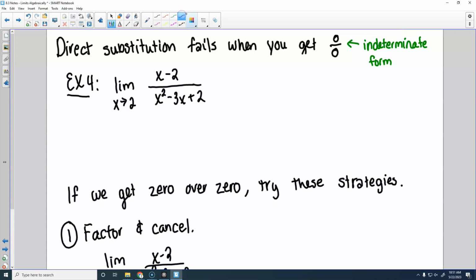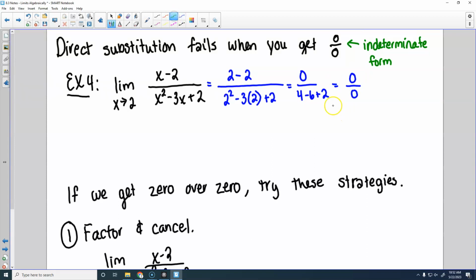So for example, right here, we've got the limit as x approaches 2 of x minus 2 over x squared minus 3x plus 2. If we try to plug in 2, we get 2 minus 2 over 2 squared minus 3 times 2 plus 2, which is going to be 0 over 4 minus 6 plus 2, and 4 minus 6 plus 2 is also 0. I'm going to put a little star right here. Not mathematically correct.